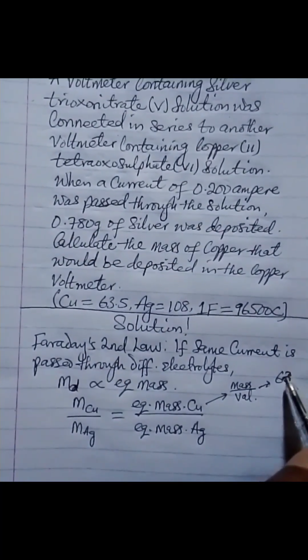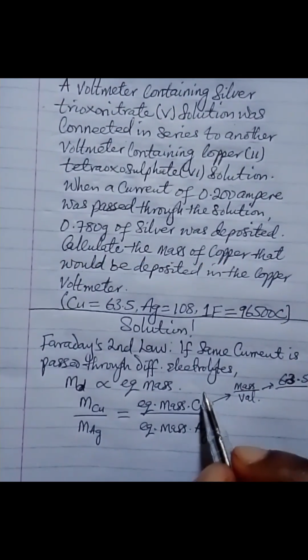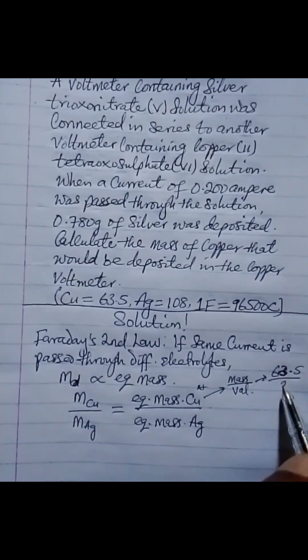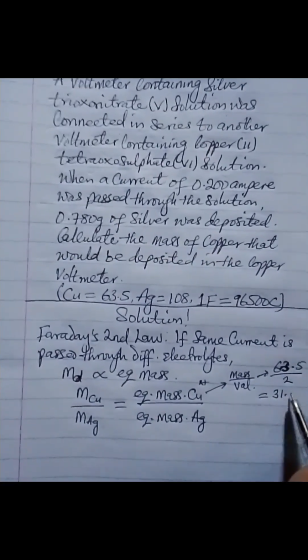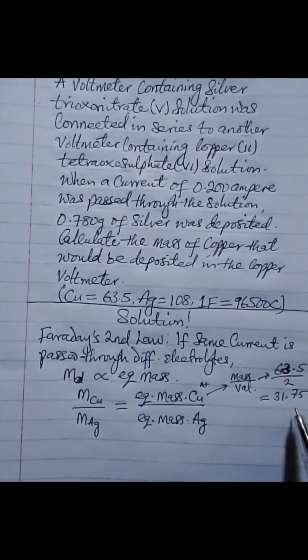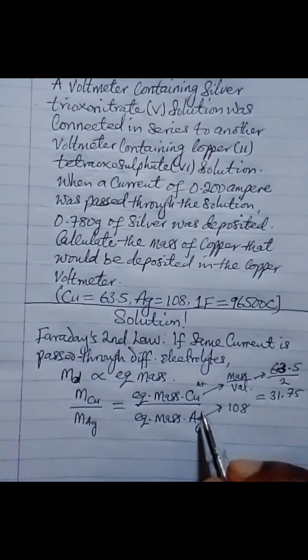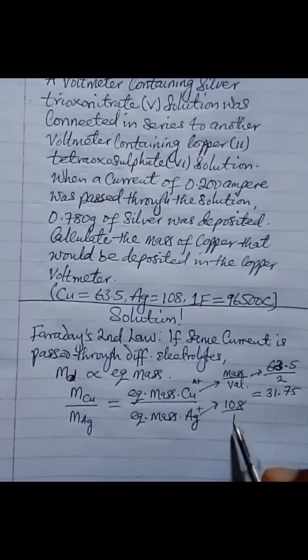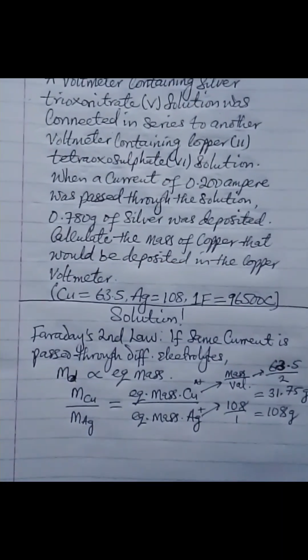For copper, atomic mass of copper is 63.5 and the valency of copper is 2+. Therefore, the equivalent mass of copper is 63.5 divided by 2, and that is 31.75. For silver, the atomic mass is 108 and the charge of silver is +1, meaning that it is monovalent. So the equivalent mass is 108 over 1, which is 108 grams.